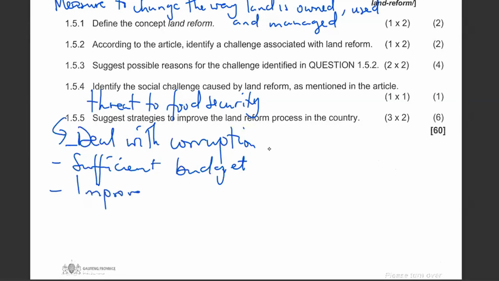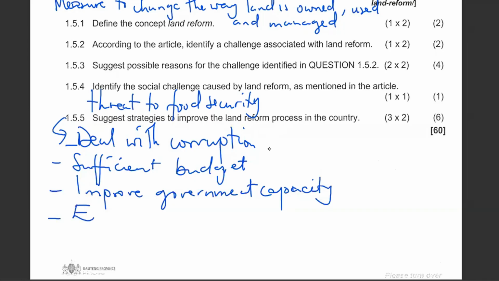Then also we need to improve government capacity. Sometimes the government advocates for things that it cannot manage. For example, the land reform requires the government to employ more people to do that process. Does the government have capacity? Does it have enough staff? That also needs to be taken care of.